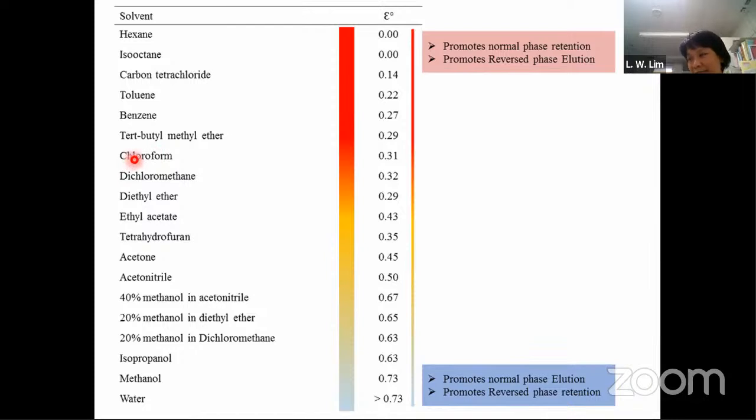So for reverse phase, usually we will use water, methanol, or acetonitrile. Sometimes we mix the acetonitrile with methanol. It's difficult to explain, but sometimes when you need to mix it, the separation will be different when we have methanol. But most of the time we use acetonitrile here.